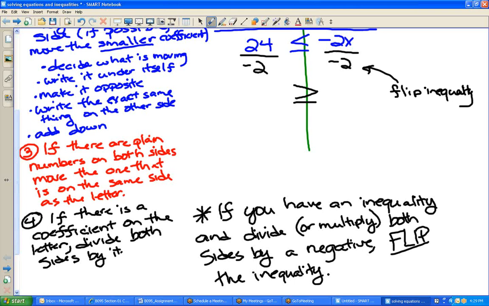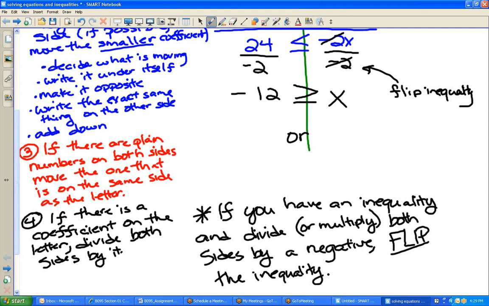And then I would just actually do the thing. A positive 24 divided by a negative, positive divided by negative is negative. And 24 divided by 2 is 12. And then the same top and bottom, they cancel out, and I'm left with an x. That is a perfectly great answer.